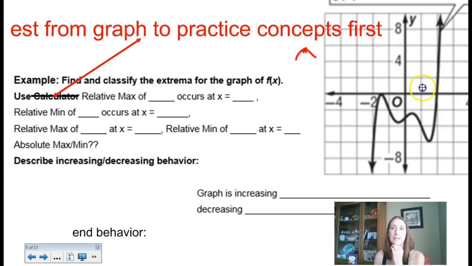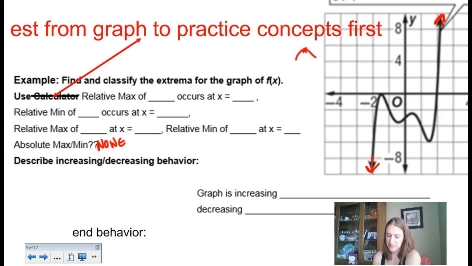You're going to notice on this graph, there are no absolute maxes or mins because of these stinking arrows, right? It's never going to stop. There's no top or bottom point where I can say, yep, that's absolutely the smallest y value you will get. It's not going to happen. So I jumped the gun and I wrote none there, but that's okay.